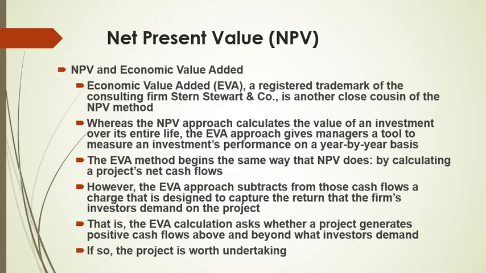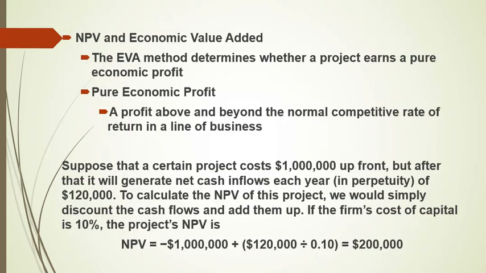The EVA calculation asks if a project generates positive cash flows above and beyond what investors demand. So it is a similar concept to net present value, being cost-benefit analysis, but it does take a different approach to it. And in the end, what we're trying to calculate is this thing called pure economic profit.